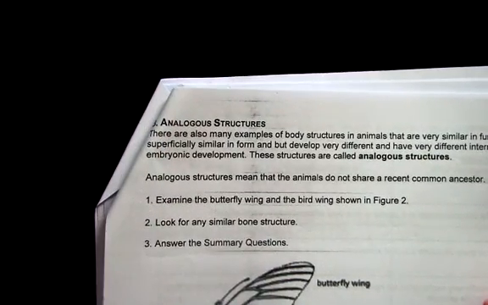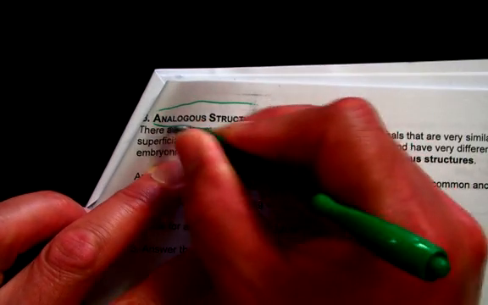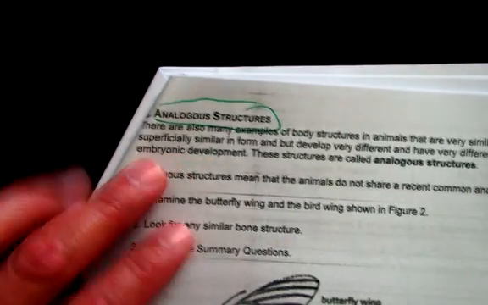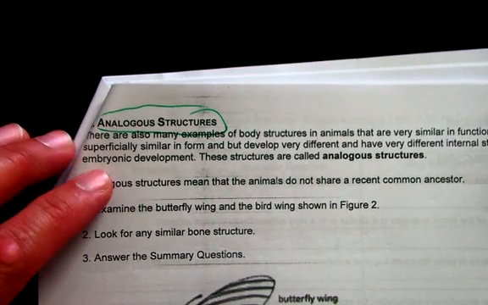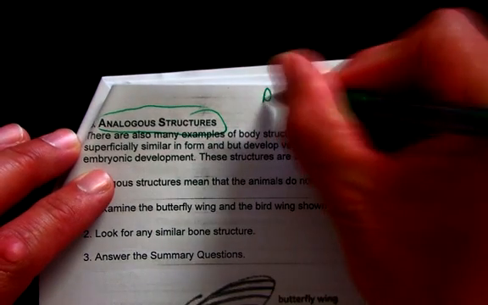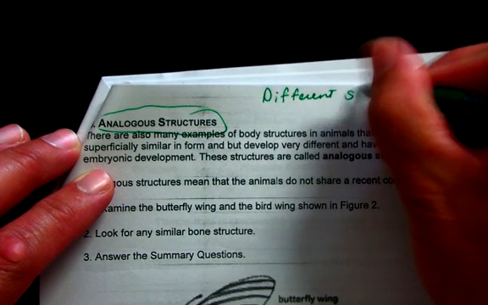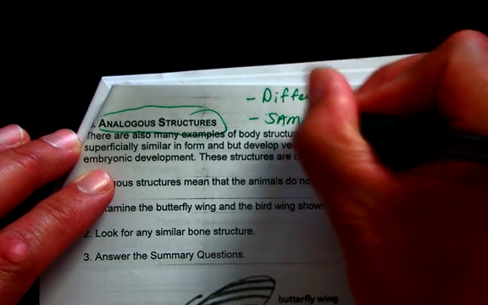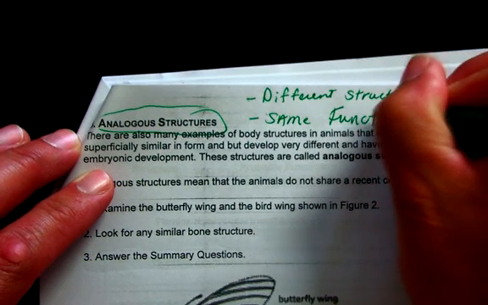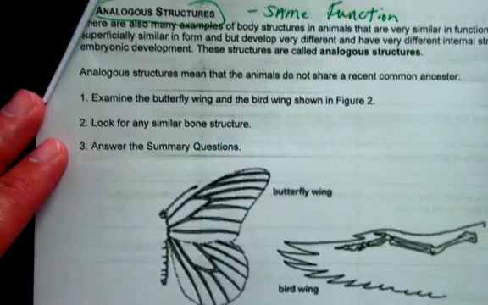And then we've got this word. It is analogous. Analogous structures. Now I'll write the definition up here. Make sure you read all this information. Analogous is different structure, same function. All right, it's just the opposite. And here's a good example.